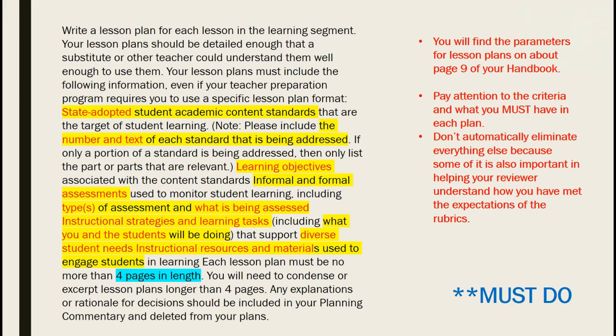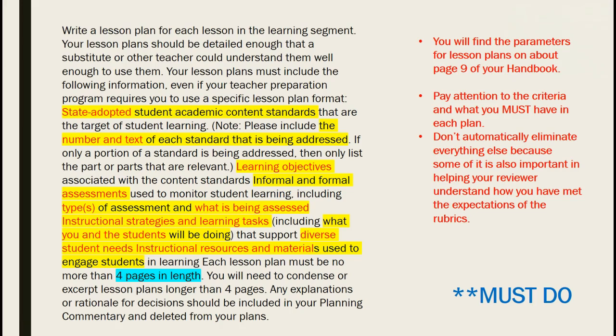Make sure you have learning objectives. You want to make sure that you list informal and formal assessments. So that means you're going to have to make a change on our lesson plan, from summative and formative to informal and formal. You also want to include instructional strategies, learning tasks, what you and your students will be doing. You want to make sure you have the supports that students need, and the instructional materials and the resources.